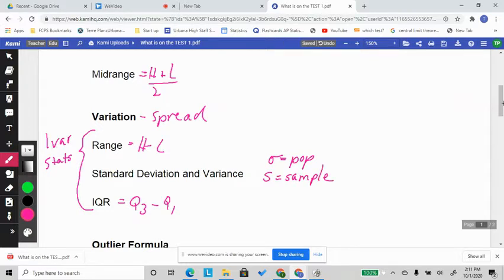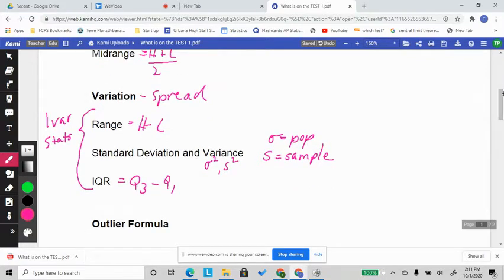To get the variance, all you have to do is take these and square them. So there's your variance. And like I said, 1-var stats gives you high, low, these two. And if you scroll down on 1-var stats, it also gives you Q3 and Q1. The larger the interquartile range, the larger the range, the larger the standard deviation or variance, the larger the spread of the data.